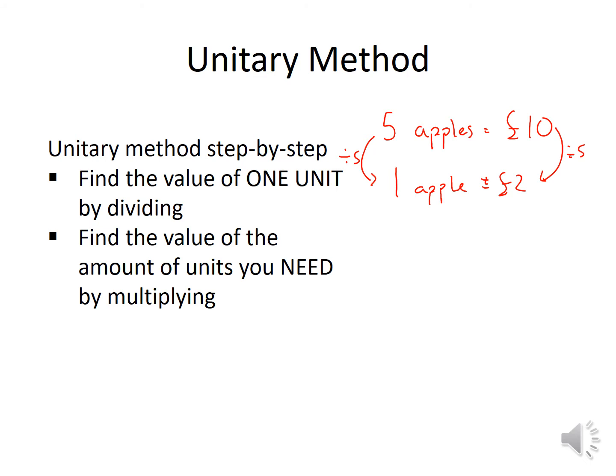Now let's say I wanted to know how much 12 apples cost. Now because I know that 1 apple costs £2, I can just do 2 times 12, which is £24. Once you work out the value of 1 unit, you can work out the value of any amount of units. Okay, copy this quick example out and then move on.